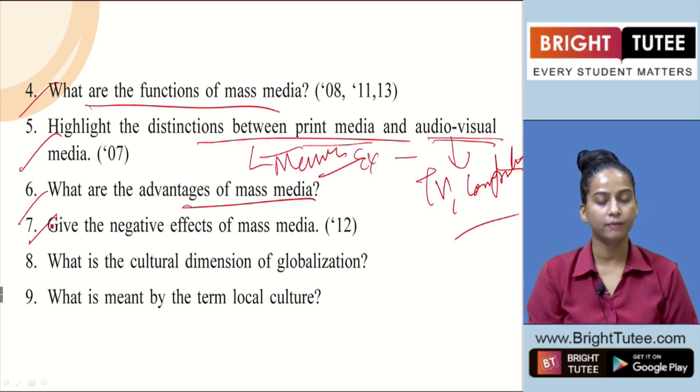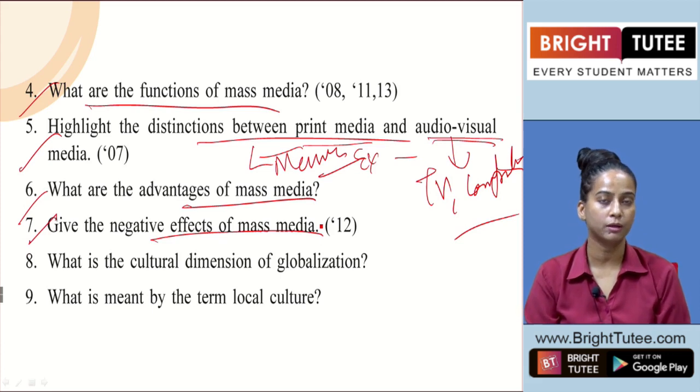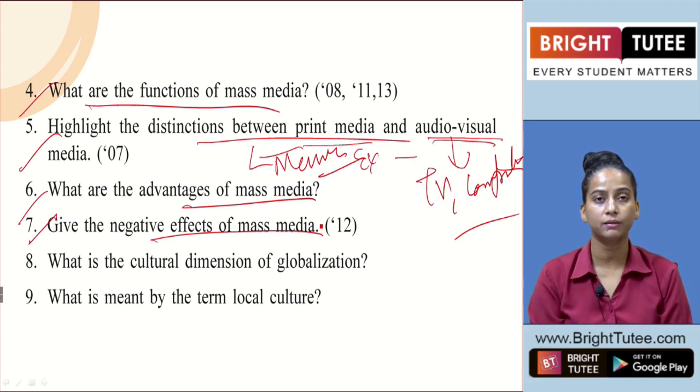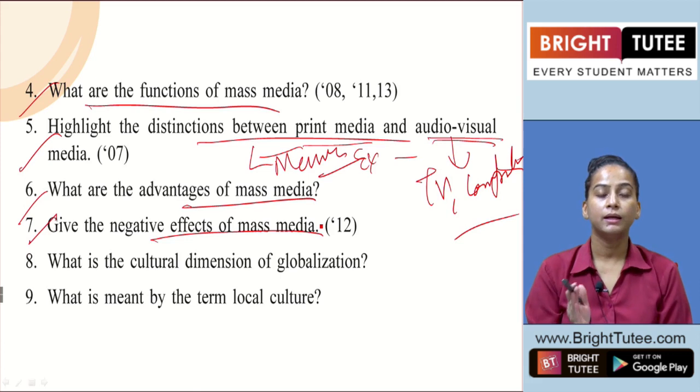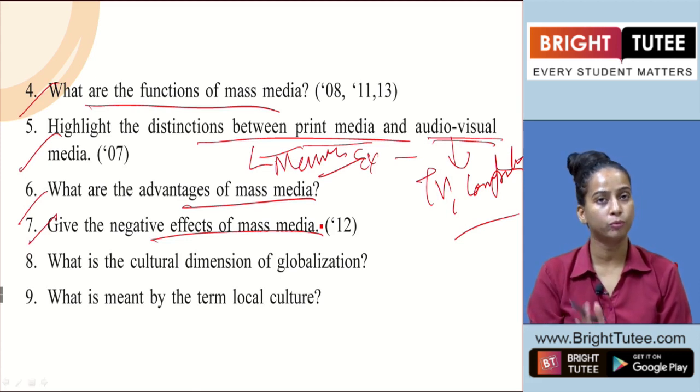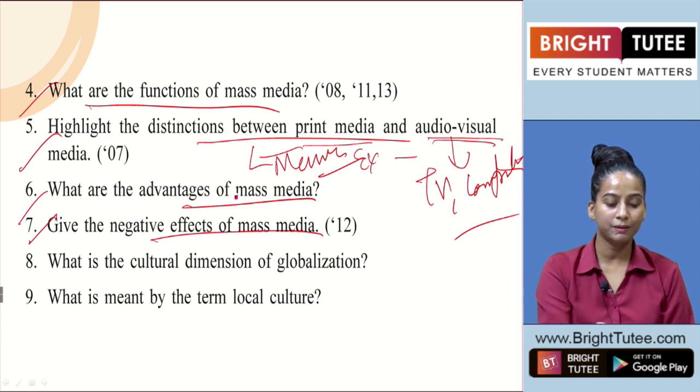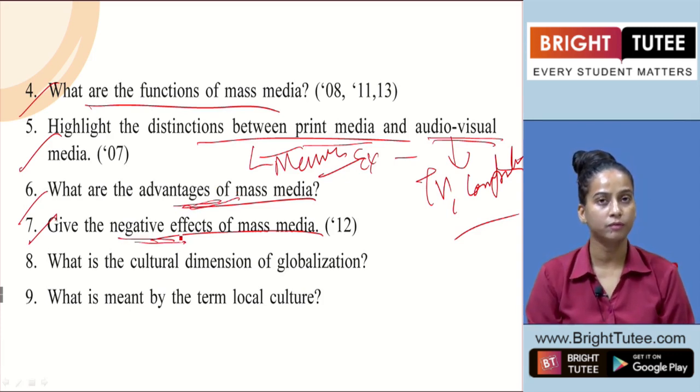Now the next they have asked, what are the negative effects of mass media? So if the question is, what are the impacts of mass media, in that case you have to write down both positive as well as negative impact. But when specifically it is given as advantage, only the positive points you are supposed to write, and when it is given negative, in that case only the negative points will be mentioned.